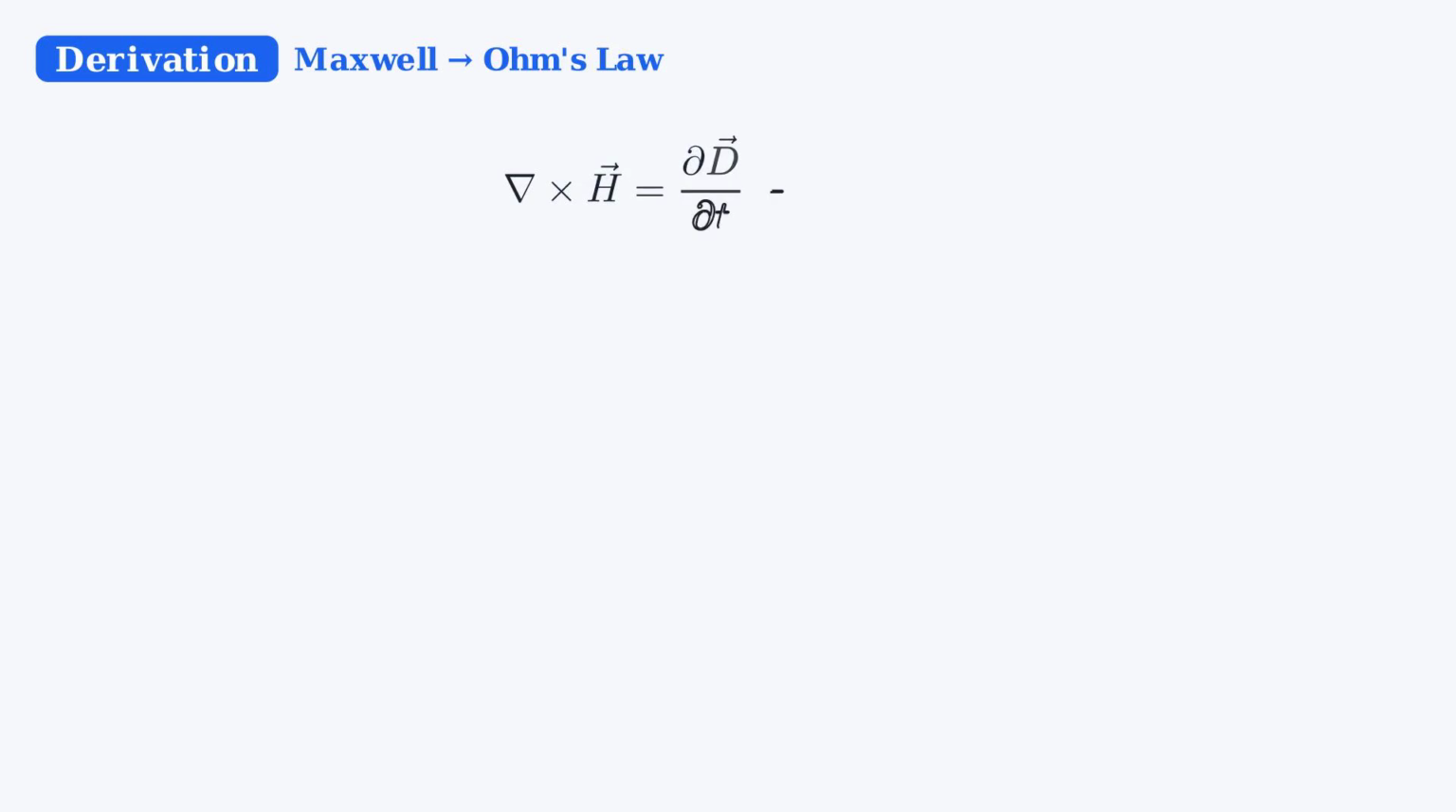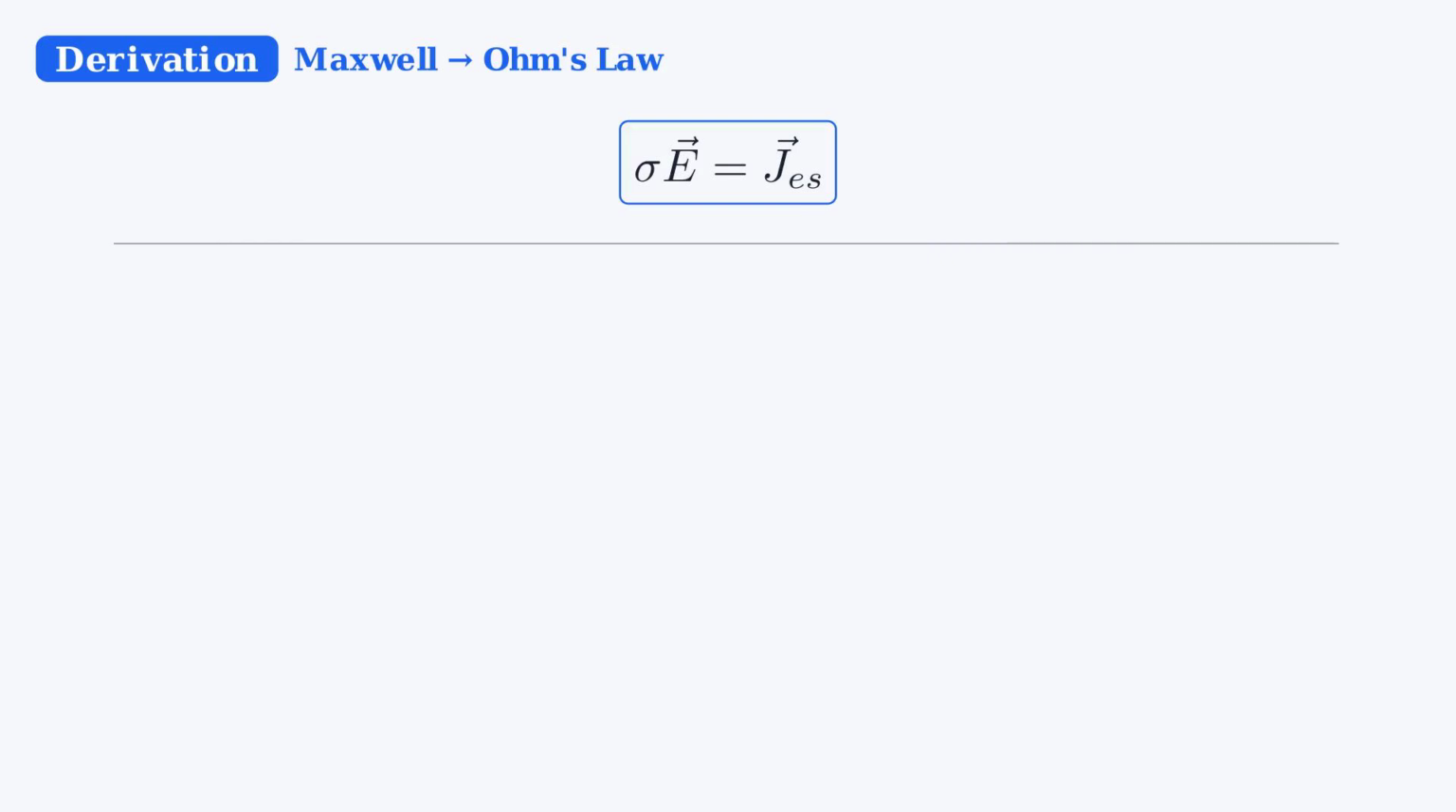In full form, it reads curl H equals the time derivative of D plus sigma times E plus the external source current density, JES. Sigma E represents the conduction current density. Sigma is the material's electrical conductivity measured in Siemens per meter. E is the electric field in volts per meter. JES is the current density from external sources in amperes per meter squared.